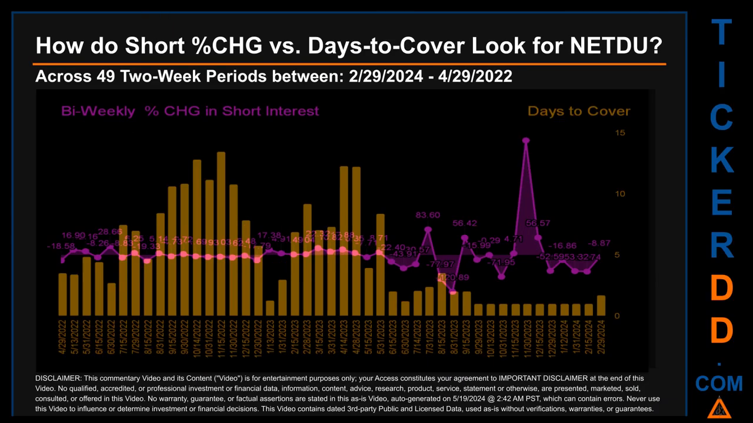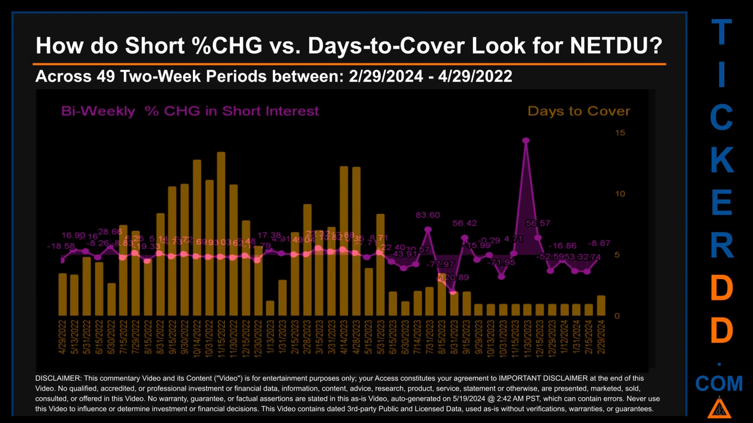Zooming out, I looked across 49 2-week snapshots, from latest found, February 29, 2024 to oldest found, April 29, 2022. In the graph, I overlaid bi-weekly percentage change in short interests against days to cover. Across these 49 2-week snapshots, the average percentage change of short interest was about 1.14%.